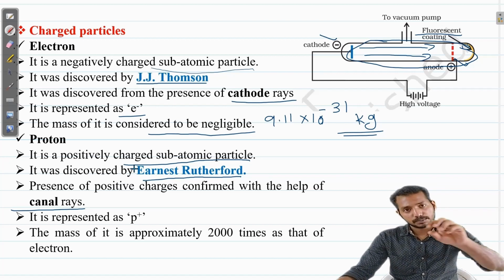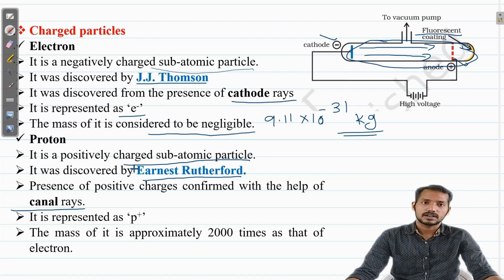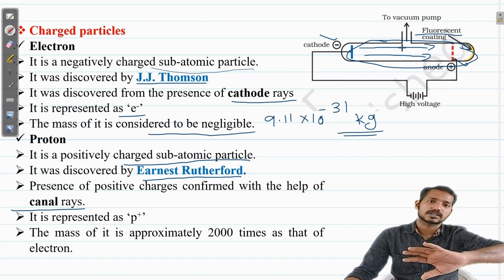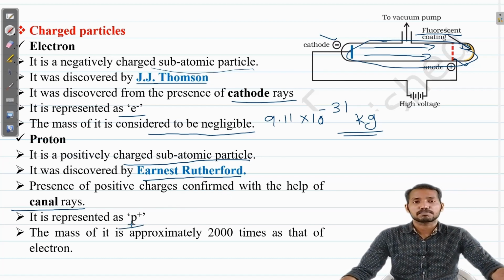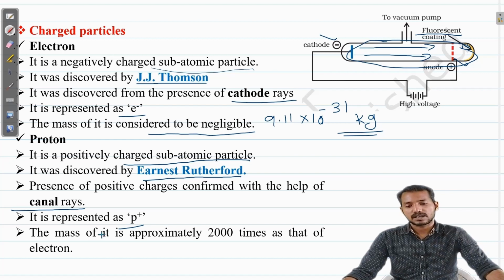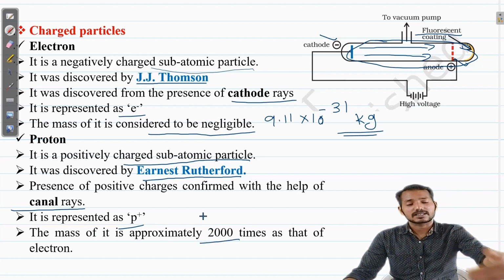With the presence of these rays, he observed that some charged particles are present in them. Otherwise, there would not be any formation of such charged particle rays. Clear? On the application of high voltage. It is represented as P plus because its charge is plus, and its mass is approximately 2000 times that of the electron.